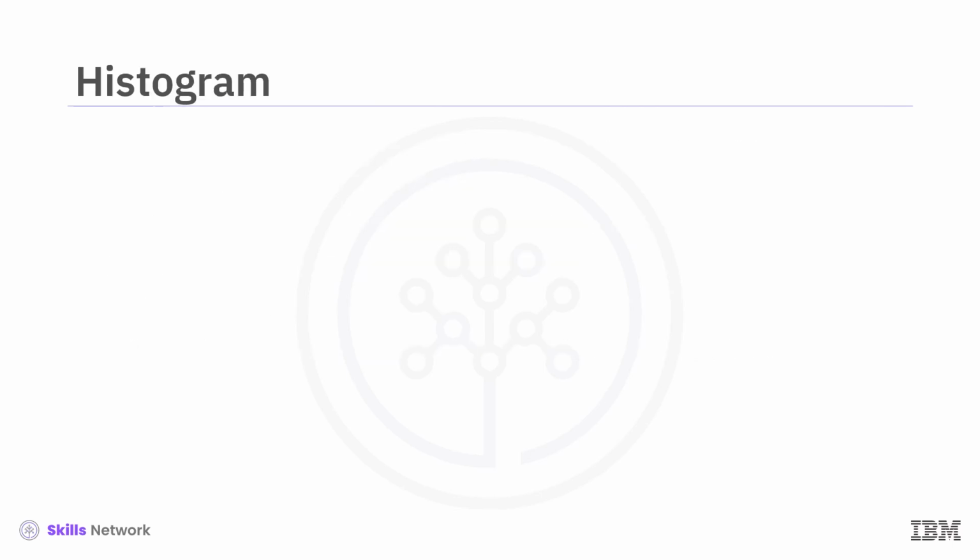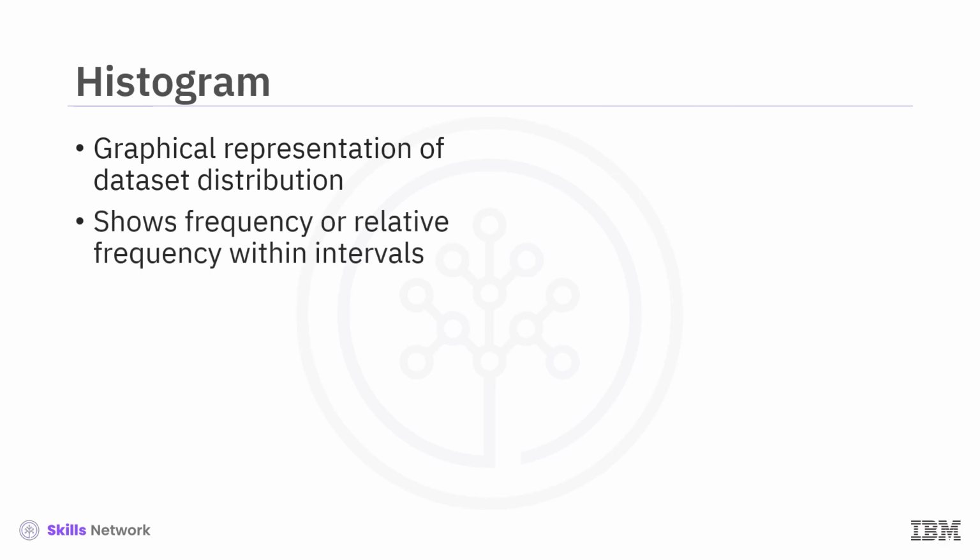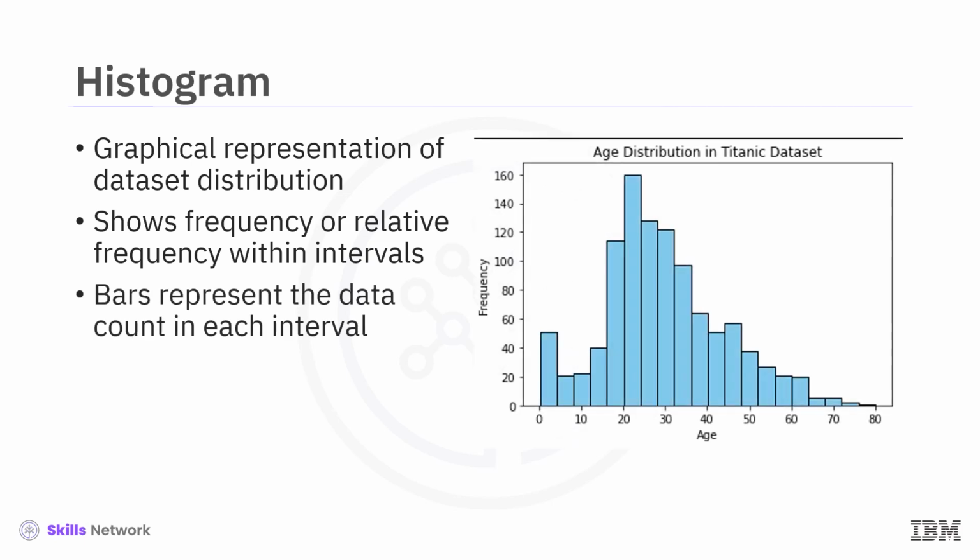The last plot we're going to learn about is the histogram. A histogram is a graphical representation of the distribution of a dataset, showing the frequency or relative frequency of values within specific intervals. It consists of bars where the height represents the data count in each interval.